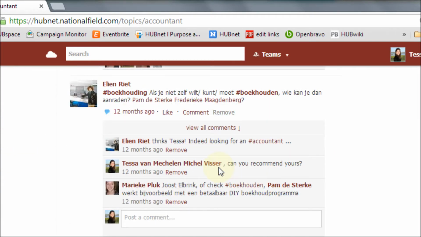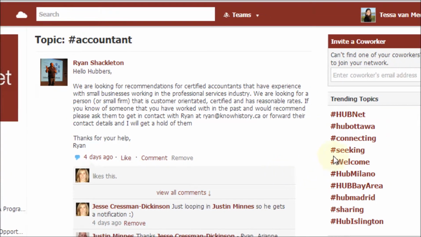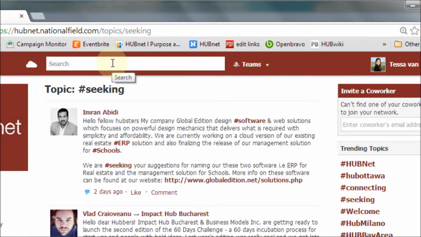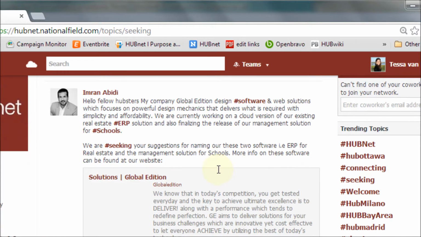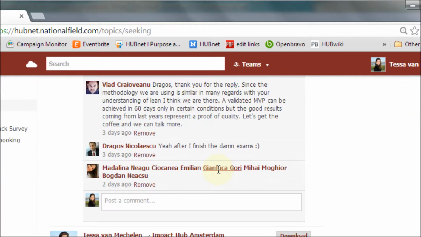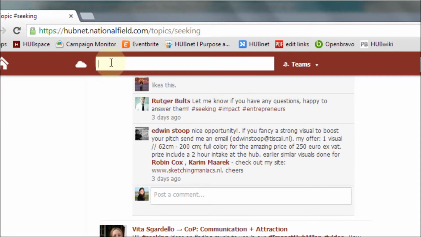Now, an accountant is maybe not the best example, but perhaps if you want to look for ways to help others in a network, you can see what they are looking for. If you then search for the hashtag seeking, you'll find everybody who is looking for something from the network, and you can see where you can help others. If you want to know about any great opportunities in a network, you might want to use the hashtag opportunity and seek conversations that talk about opportunities that are offered right now.